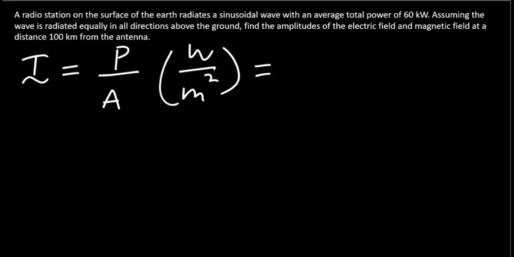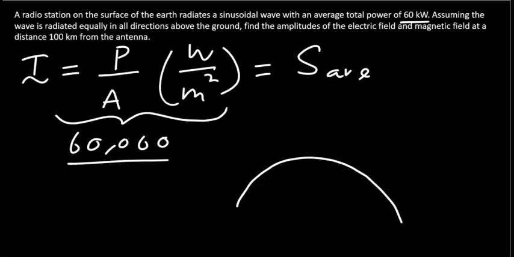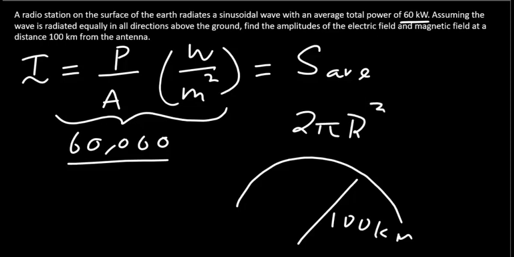And then we equate that to the average value of the Poynting vector. So let's calculate this number. The power is 60,000 watts, 60 kilowatts that is. The area corresponds to a spherical area with radius 100 kilometers. So that means we are talking about 2 pi r squared, where r is the radius at 100 kilometers. Now it is 2 because we are talking about half of a complete sphere.